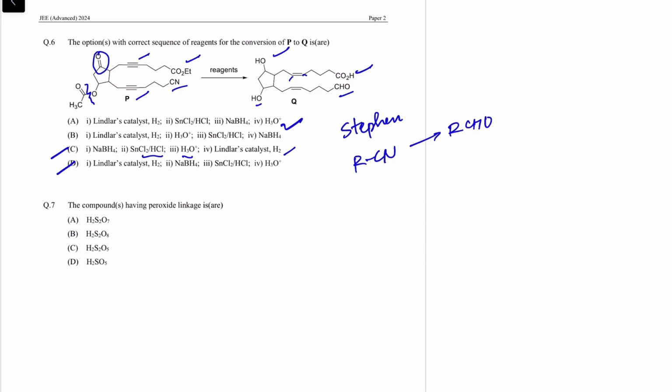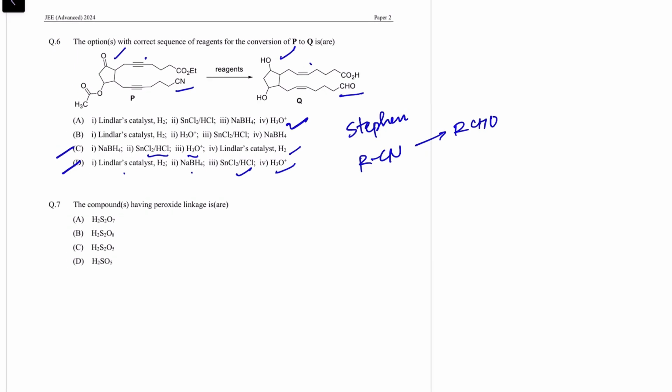Coming to option D, reaction with Lindlar's catalyst converts the triple bond into double bond. So that is achieved. When you react with NaBH4, this conversion is also achieved. When you react with SnCl2/HCl, the nitrile, that is cyanide, is converted to CHO, and finally on acidic hydrolysis, this group is removed, it converts to OH, and this ester is also hydrolyzed, yielding carboxylate. So using option C and D, we can achieve the desired conversion.